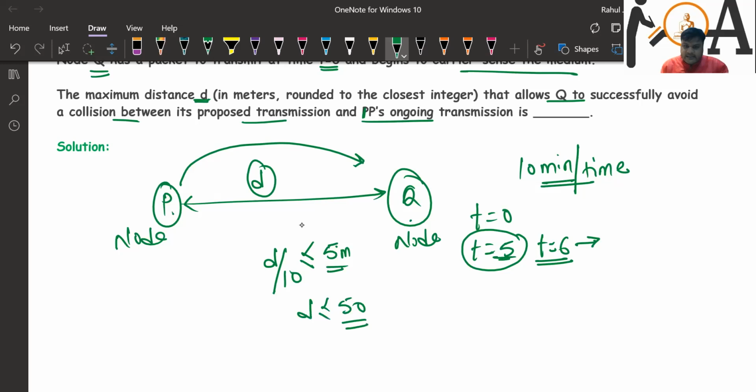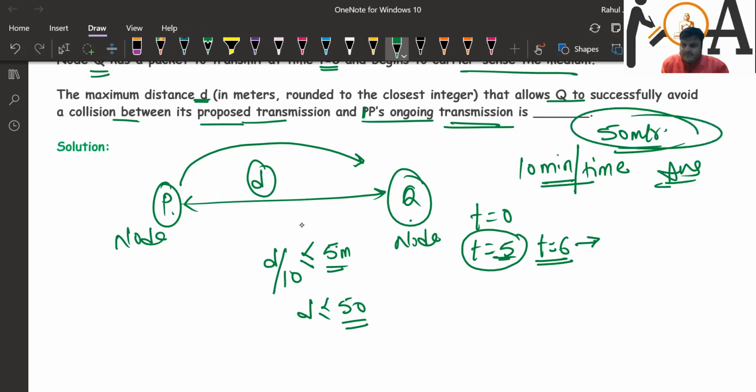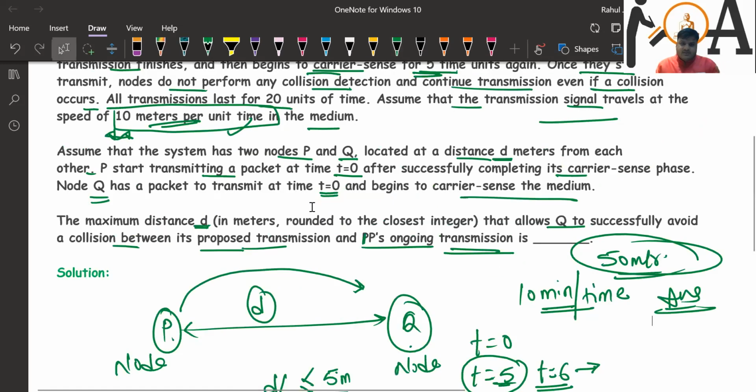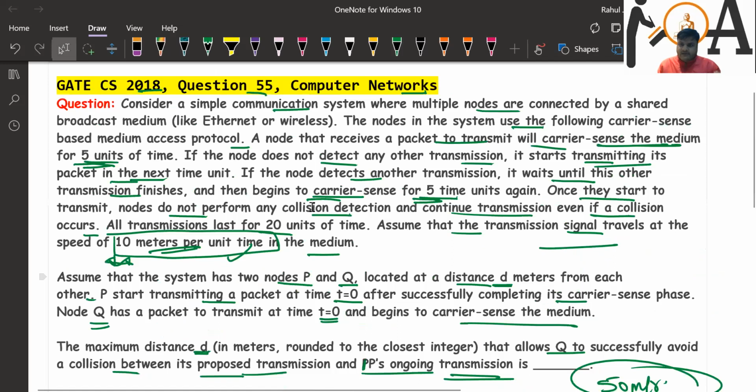So ultimately, the maximum distance that allows Q to successfully avoid a collision between its proposed transmission and P's ongoing transmission is 50 meters. So 50 meters is the correct answer. This is a very simple question. Do not go by the length of the question, because the concept is very important and very easy. I hope it is very clear to all of you.